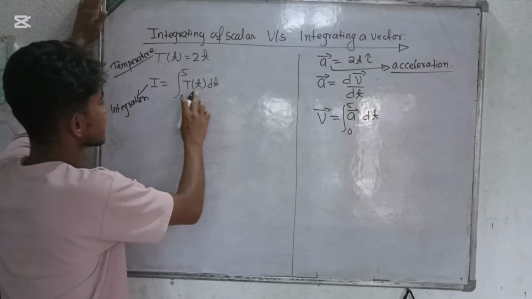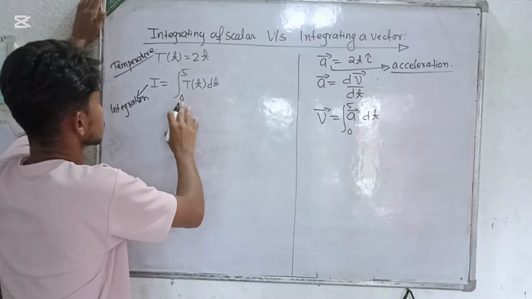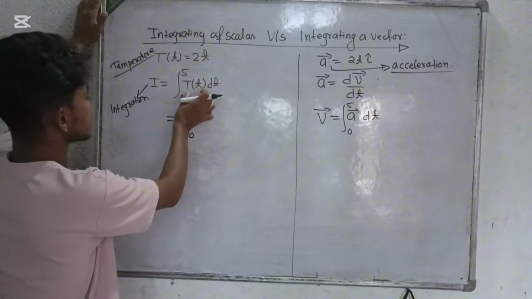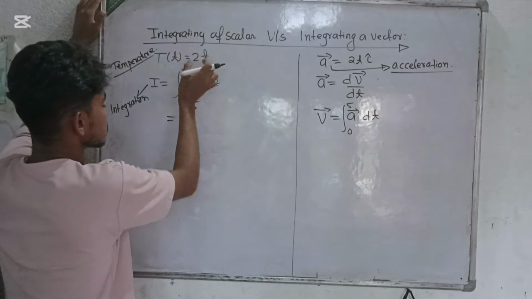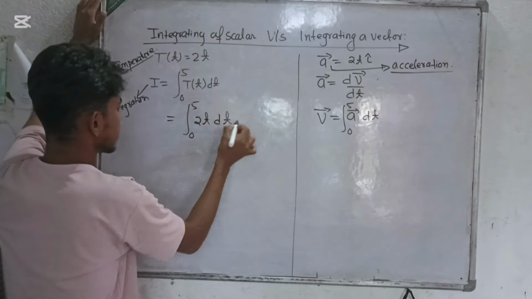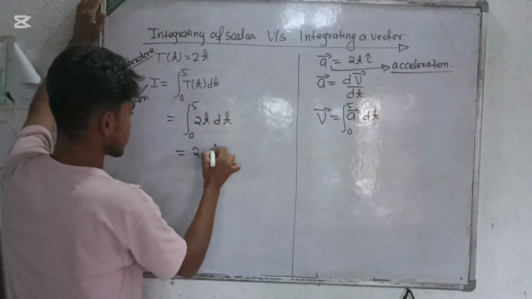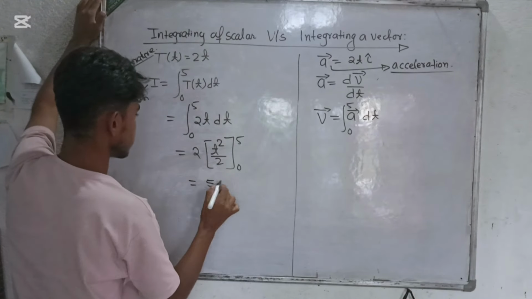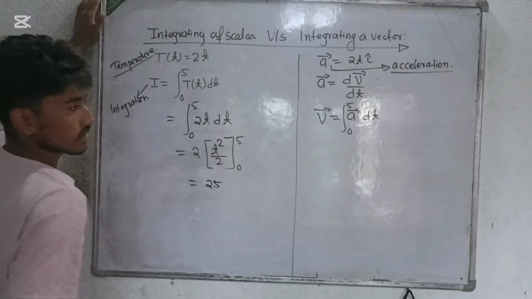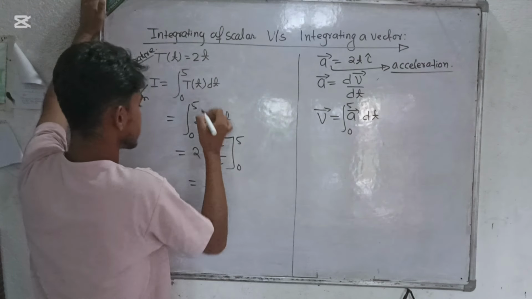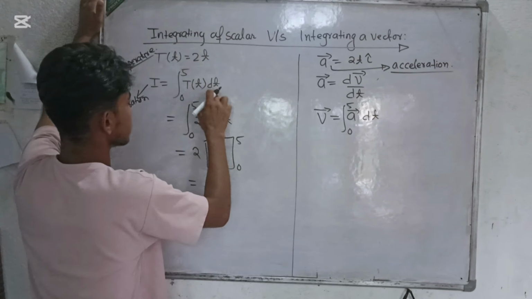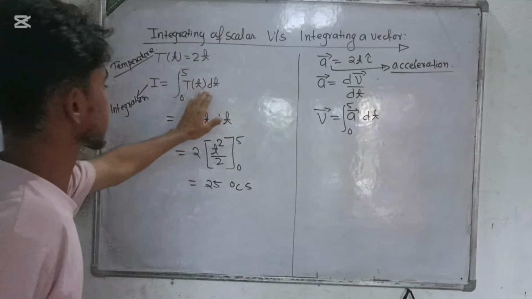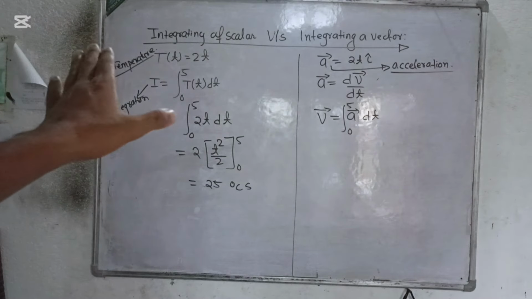This symbol represents integration. If you integrate temperature with respect to time from 0 to 5 seconds, what do you end up with? The temperature is a scalar, and the integrand is 2t dt. Taking the integration, you get t square upon 2 from 0 to 5, which gives 25. The unit would be Kelvin-second, or degree Celsius-second. So it is actually a scalar, and this gives you a scalar quantity.